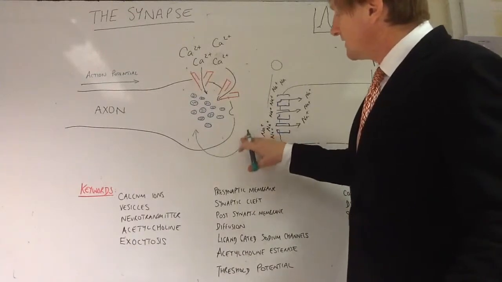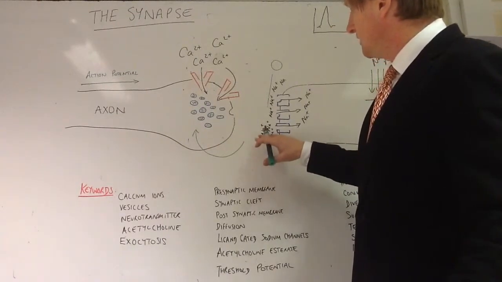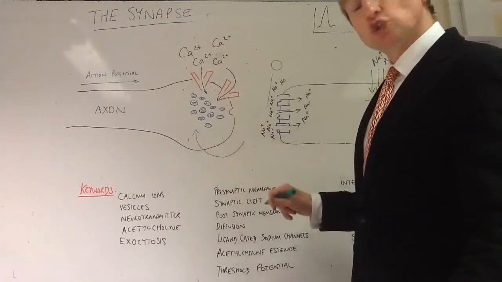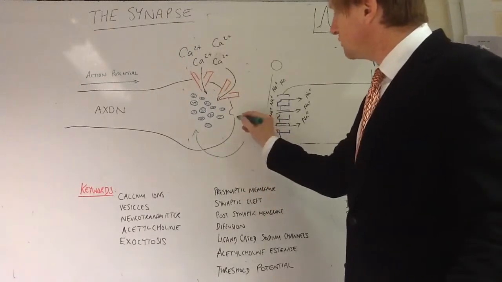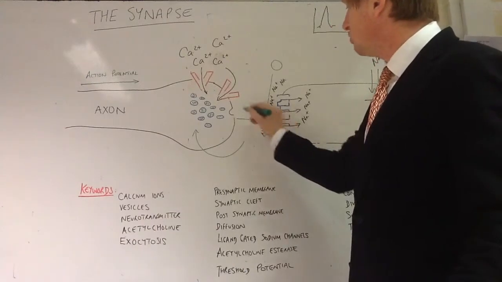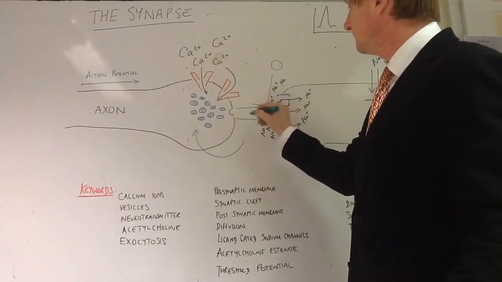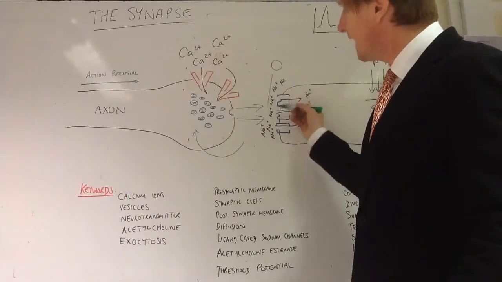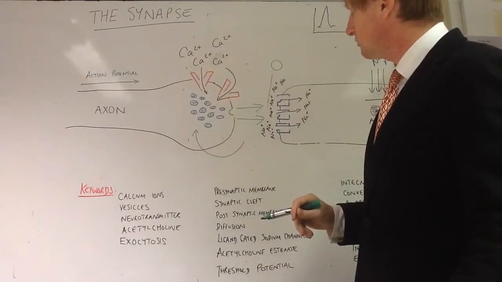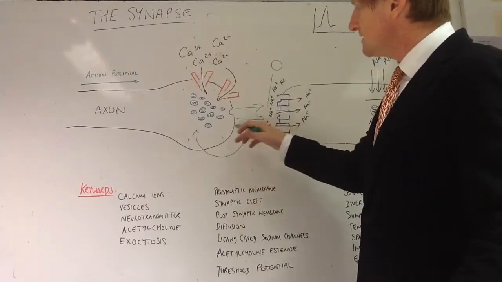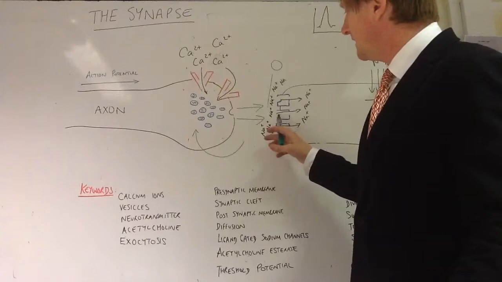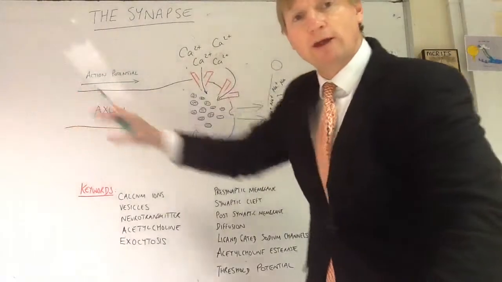The next thing to say here is that in a synapse, we ensure that the direction of the impulse is in just one direction. Because these ligand-gated channels are the only channels that will accept the acetylcholine, or the neurotransmitter, there's nothing on this membrane. So it means that there cannot be an action potential going back that way.